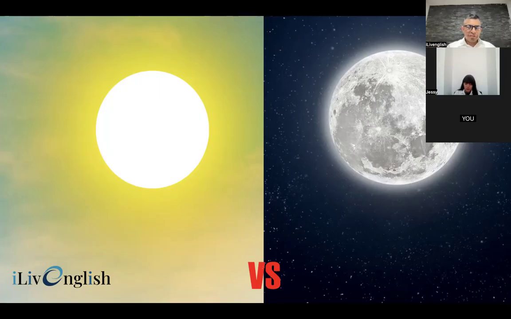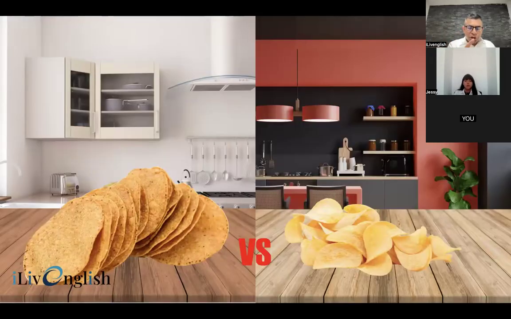Next, student you. Let's practice with shinier versus less shiny. Example, which is shinier, the sun or the moon? Okay, excellent. Next, Jesse, let's practice with crunchier versus less crunchy. Question, which is crunchier, tostadas or chips? Tostadas are crunchier. Consequently, chips are less crunchy.